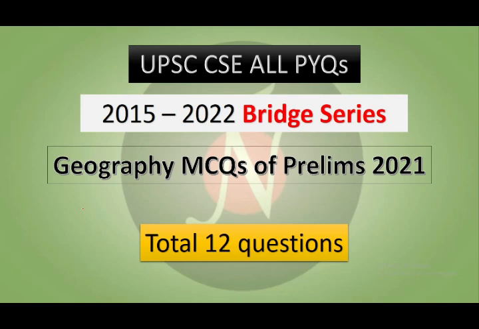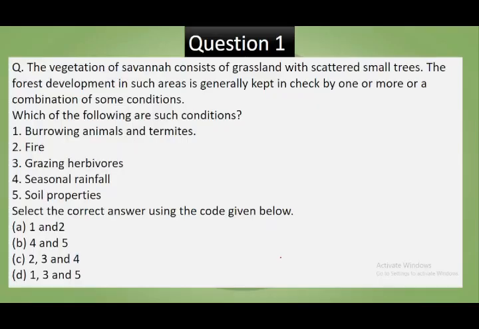In the Bridge series, we will be discussing all the questions which came from 2015 to 2022 subject wise. So our today's topic for discussion is the Geography MCQs which came in prelims 2021. Total number of questions which came were 12. So we'll start with today's topic.